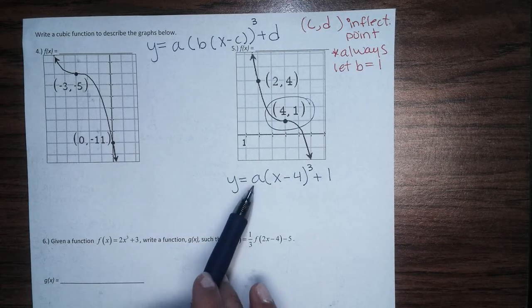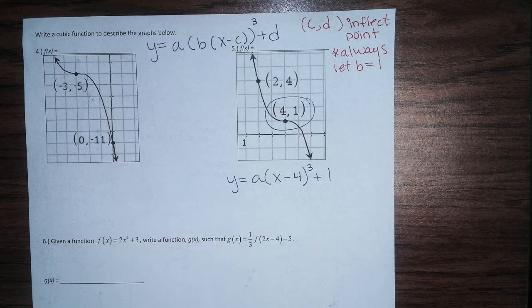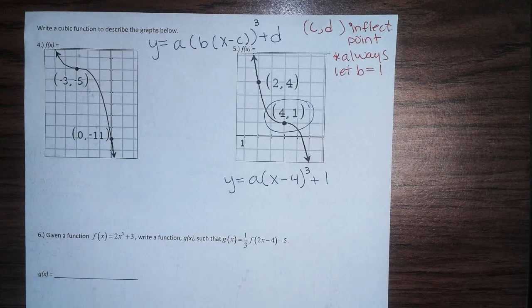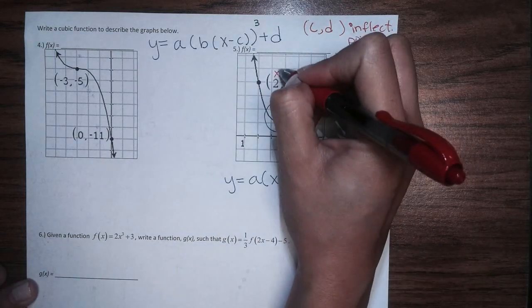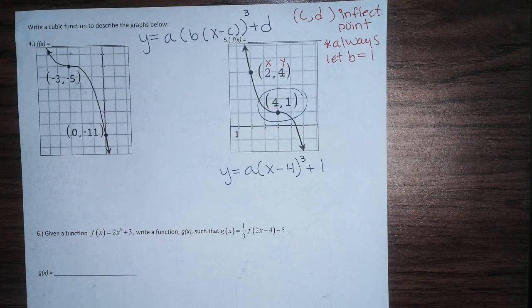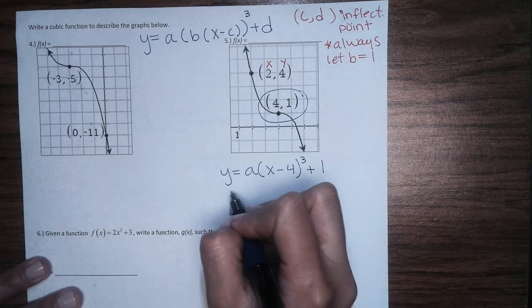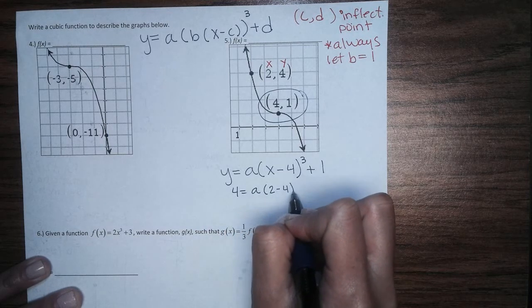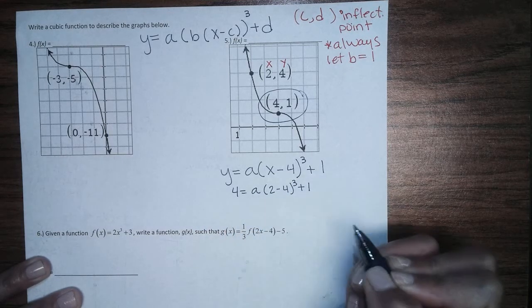My A value is unknown, so put A. And just like you did last semester, to solve for the A value, the best way to do it is just to plug in the other point that's given. So plug in 2 for X, plug in 4 for Y, and that should give you the A value. So, let me just do it. 4 equals A, 2 minus 4 cubed plus 1.